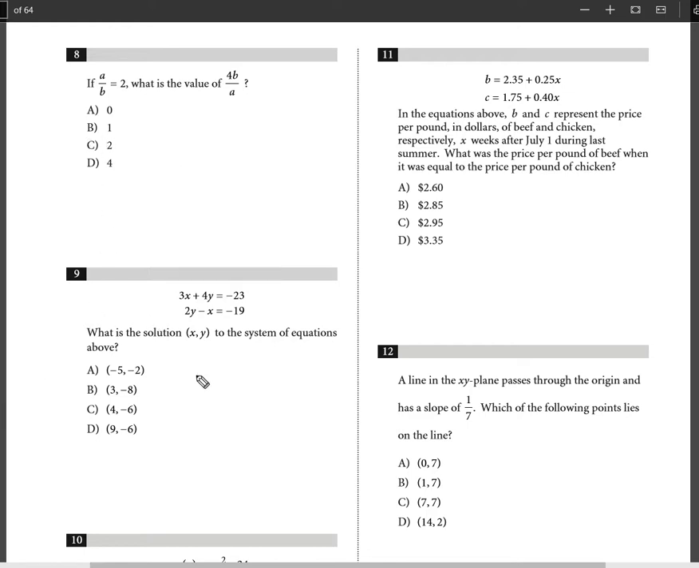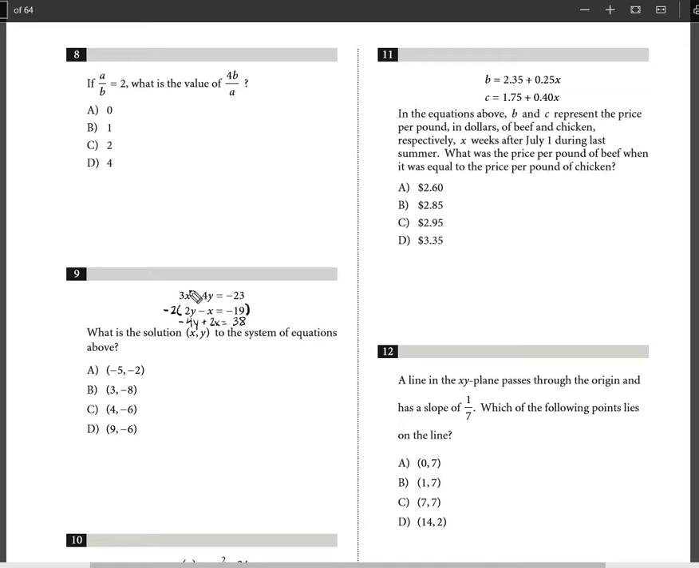Okay, going on to number 9 now. What is the solution, x comma y, to the system of equations above? Combination, substitution, whatever you want. I personally want to combine these. So I'm going to multiply by negative 2. The reason I do that is I will get a negative 4y here. If you add 4y and negative 4y, they cancel out, so I can solve for x. So negative 4y plus 2x is equal to positive 38.